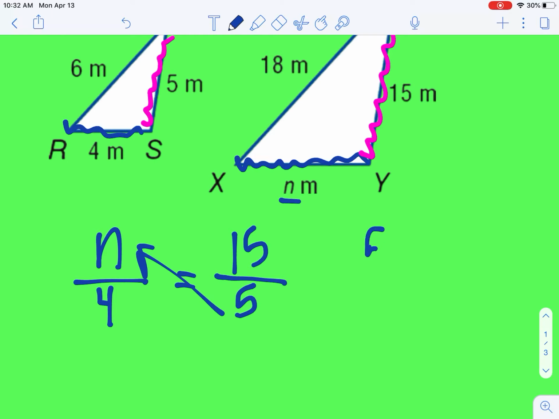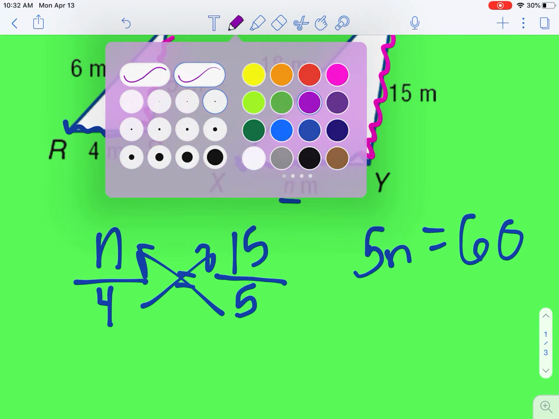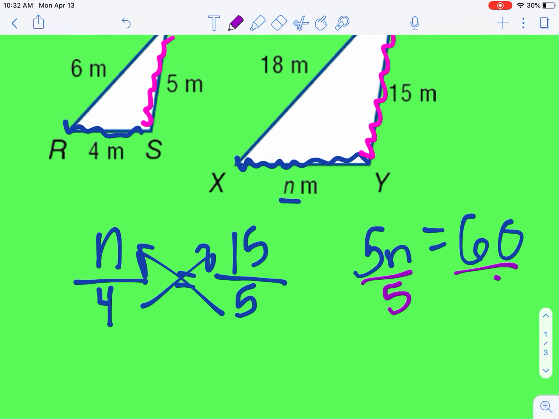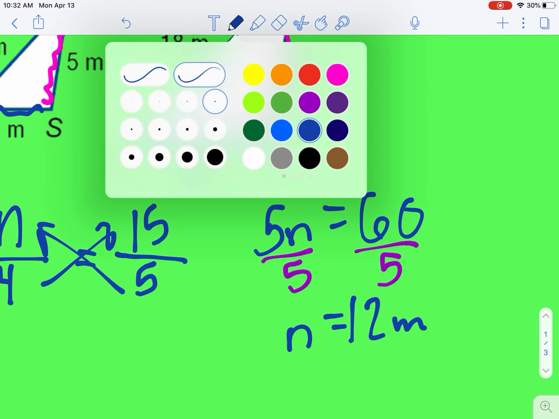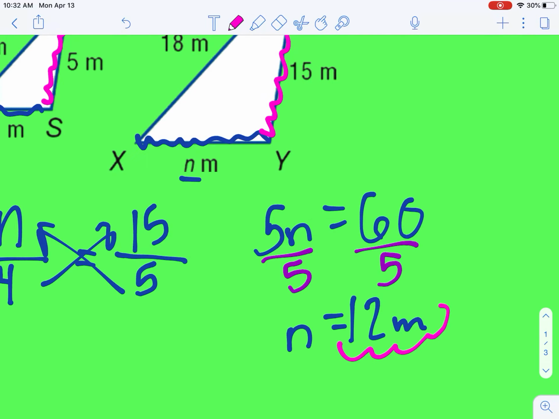5 times n is 5n. 4 times 15 is 60. Divide by 5 on both sides, and n equals 12. And my label, I think, is meters. So that missing side length was 12.